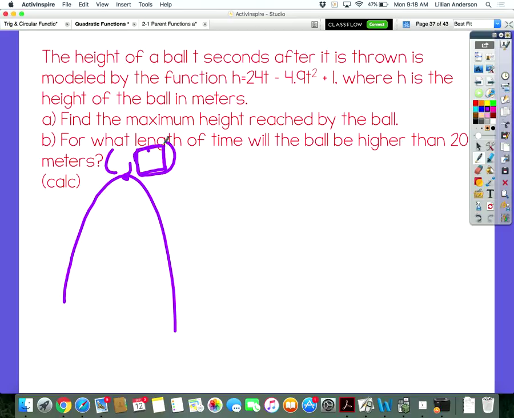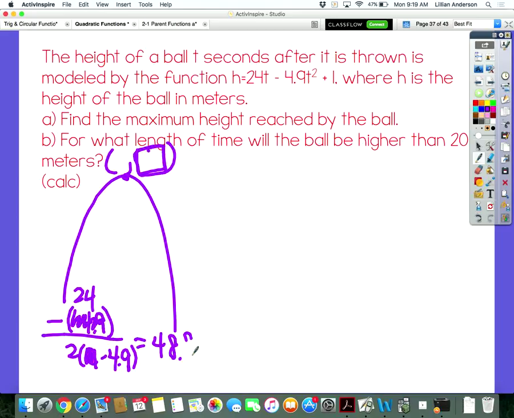Okay? So how do we find this value? You have to do negative b over 2a. Oops, I have it backwards. 24 over 4.9. Okay? Is it 58.8? Was that the end of it or did it keep going? I'm not sure. I'm going to borrow your calculator. I want everybody to have their calculator out, so that way we can double check all this.